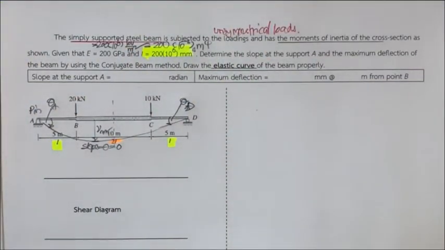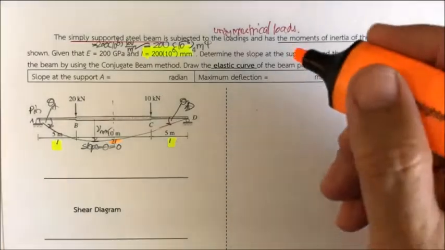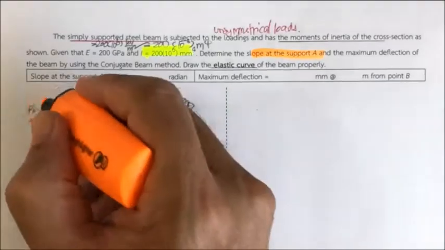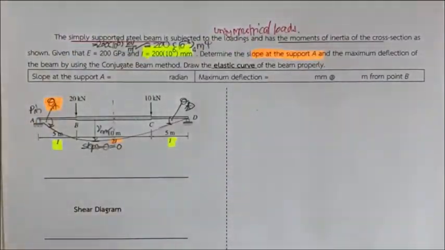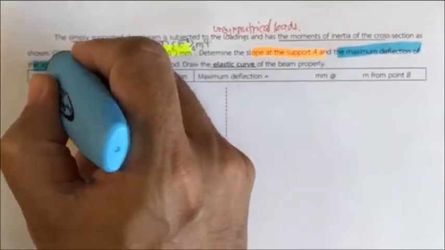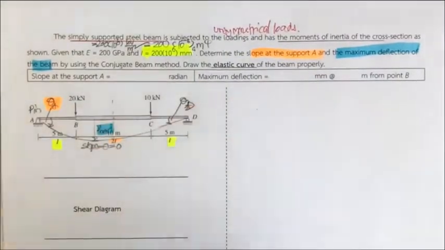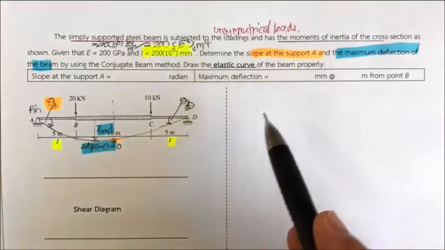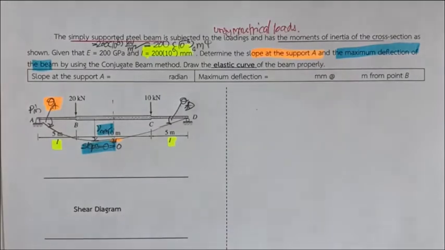And what they ask us to determine is the slope at A. They also ask us to determine the maximum deflection of the beam. That is going to be this one, with this condition, by using the conjugate beam and the elastic curve properly. So this is the sketch. Since the beam is not that complicated, the sketch is roughly correct.